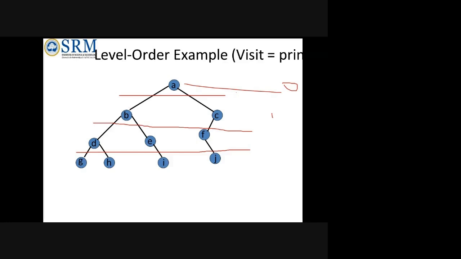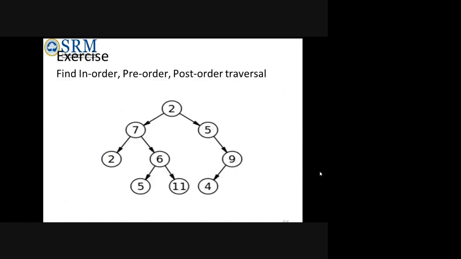This will be your second level, this will be your third level, that's all. So how it will be printed is, first it will print from left to right, it will traverse. So it is left child, left, right, it will print. So A, then B and C, then D, E, F, then G, H, I, J. That's all. Level order is just an additional thing. We'll just print by levels, that's all.